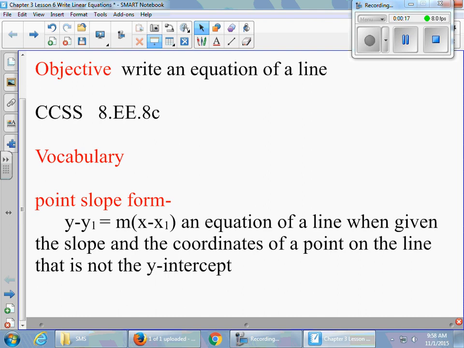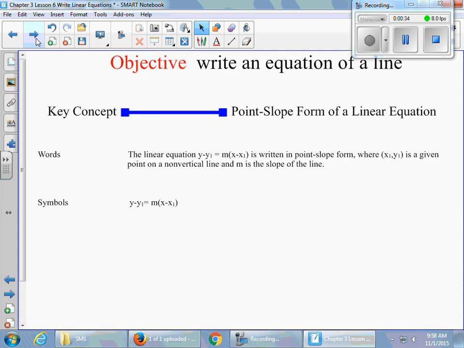Point slope form is y minus y1 equals m times x minus x1. An equation of a line when given the slope and the coordinates of a point on the line that is not the y-intercept. And as always, you may pause the video to write down your definition and then continue when you are ready. Our key concept for this lesson is the point slope form of a linear equation.